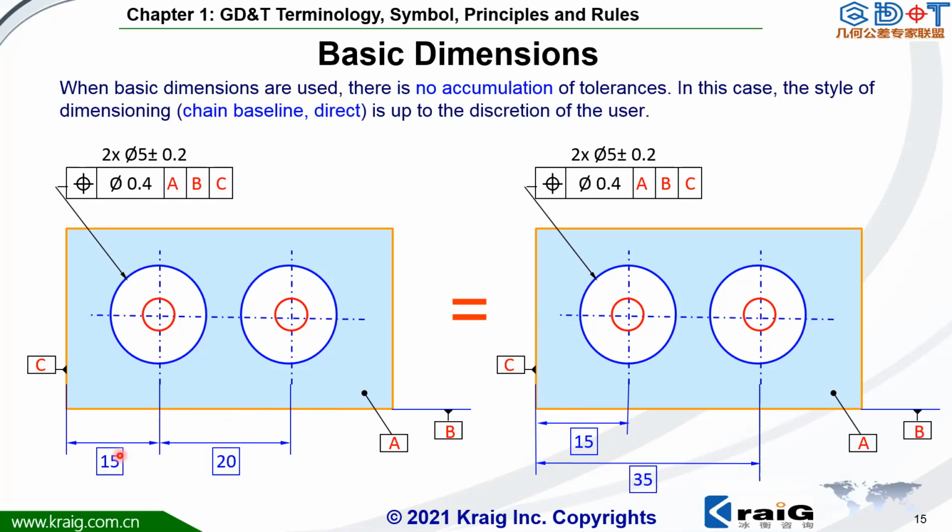It looks like those two ways are different because here is 15 and here's 20. Here's 15 and 35. It looks like it's different, but actually they have the same meaning. Why? Because the geometric tolerance here is position tolerance. For these two holes we are going to use the same datum, A, B, C. It doesn't matter how you put this TD or even if you remove this TD. The datum is still ABC.